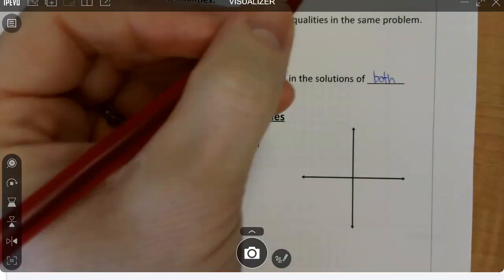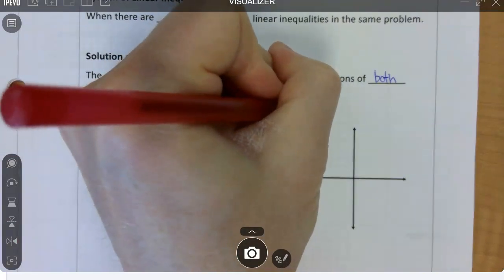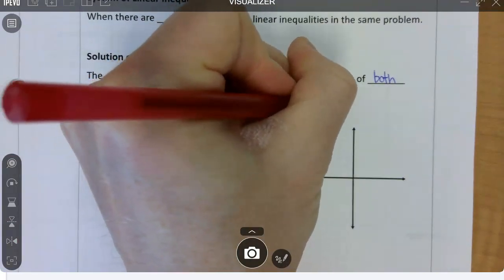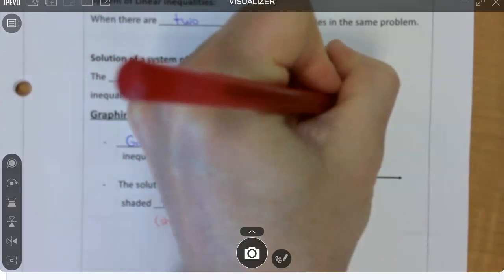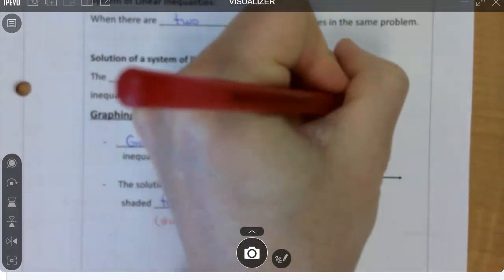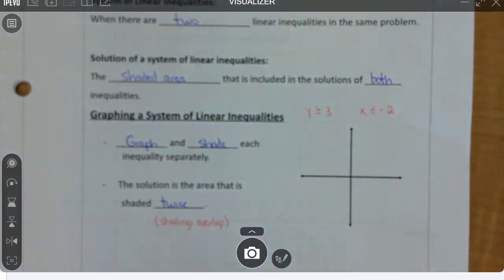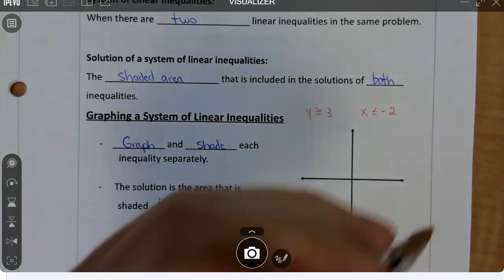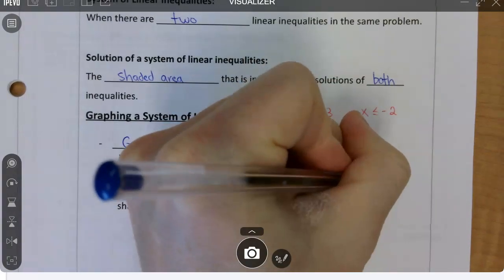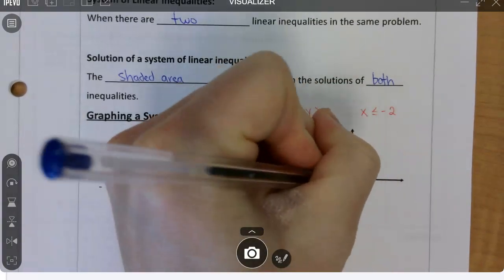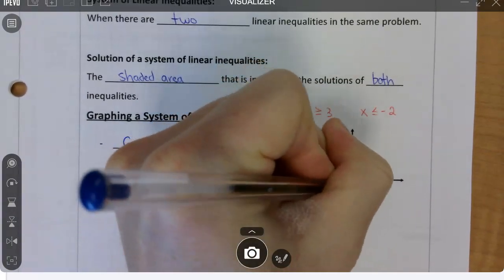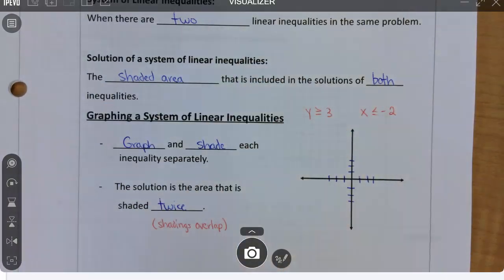And so if we just pick a couple of basic inequalities, I'm going to say y is greater than or equal to 3, and we'll also do x is less than or equal to negative 2. So I'm going to graph these really quickly. And let me mark my graph so we have an idea of where we're putting the y-intercepts. So that's enough to get us started.